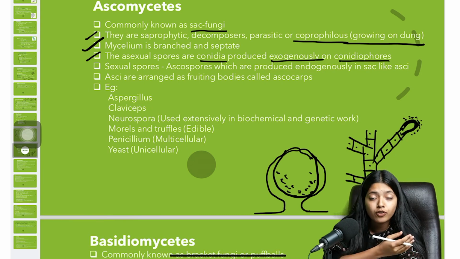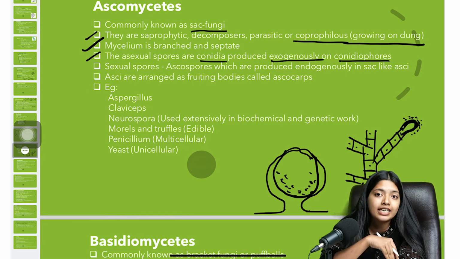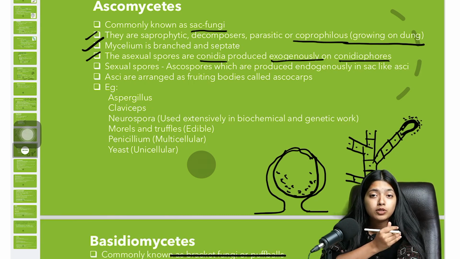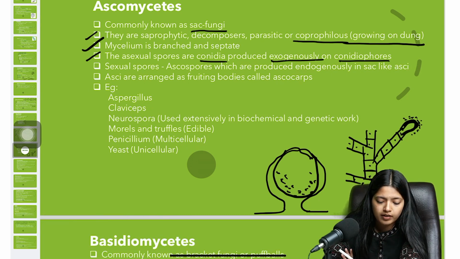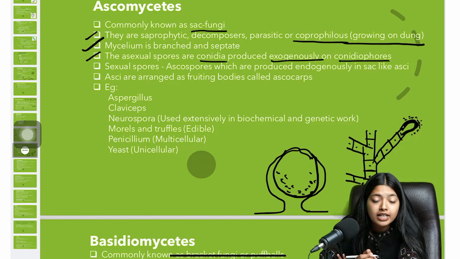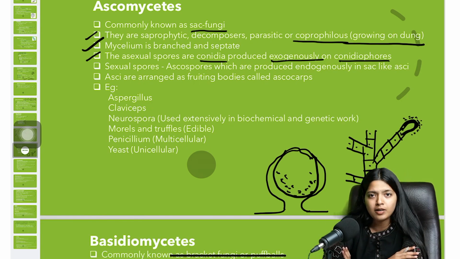And how is it formed? It is formed endogenously. It is not formed outside the body. It is formed endogenously inside the body. Where conidia spores were formed, conidia were formed outside the body, and ascospores are formed inside their body.